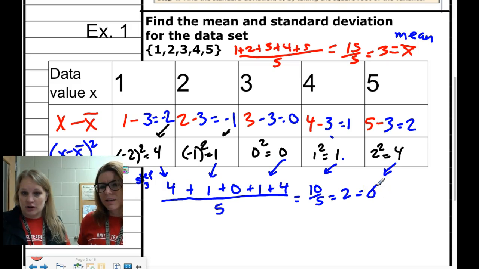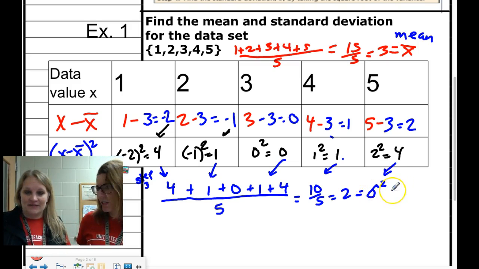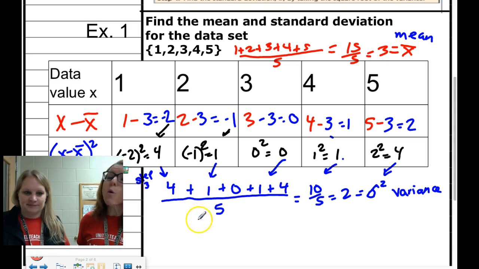Oh, I didn't do my hook. Sigma, good. Okay, write the word variance too. Variance. Good job. Great. Step 4.